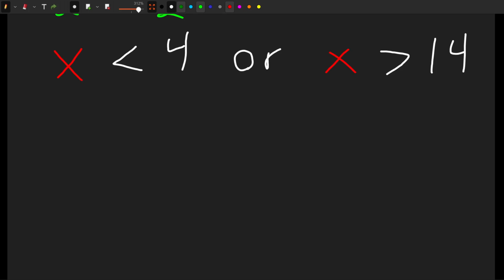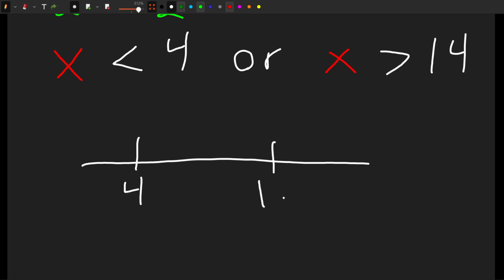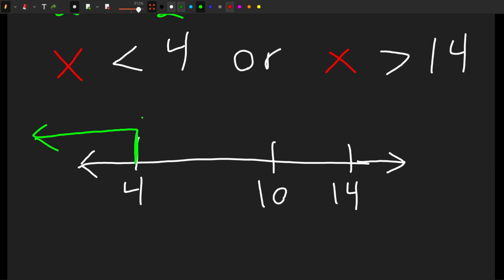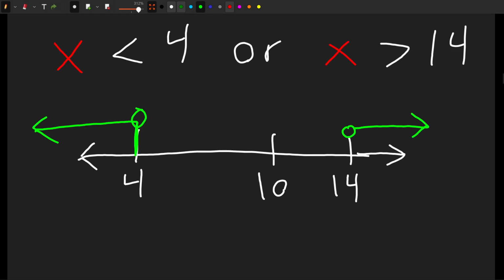For simplicity, I'm going to use a number line here. And I'm not going to draw all the numbers out because I just don't have the room, honestly. But suppose you have 4 here, you have, let's say you have 10 here, and you have 14. All right. Starting with x is less than 4. It's any number less than 4, but not including 4, so it's an open dot. And then for 14, x can be greater than 14, but can't be 14 itself, so it's also an open dot going to infinity.